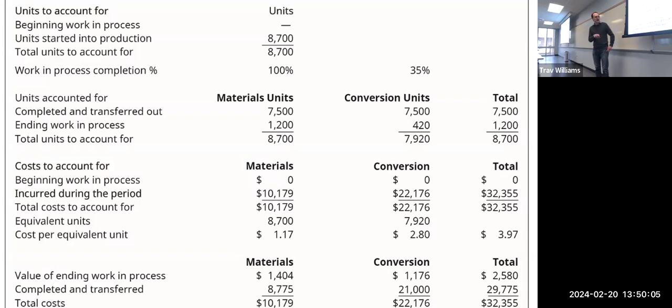Since we're looking at completed and transferred, we want to know what got completed and transferred out. We would look at completed and transferred out up here: 7,500 units times the $2.80 conversion cost per unit is how we get that. Then how would we get the conversion cost for what's still in process? We would take these 420 equivalent units for conversion, also multiply it by the $2.80 conversion cost per unit. And that's how we get it.